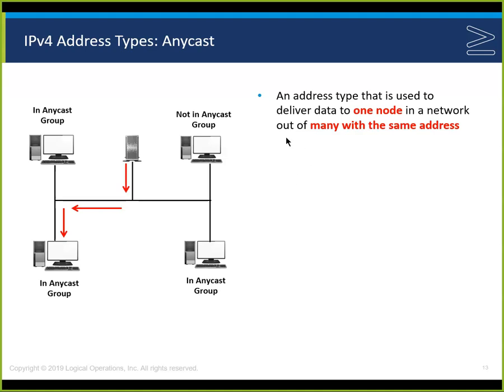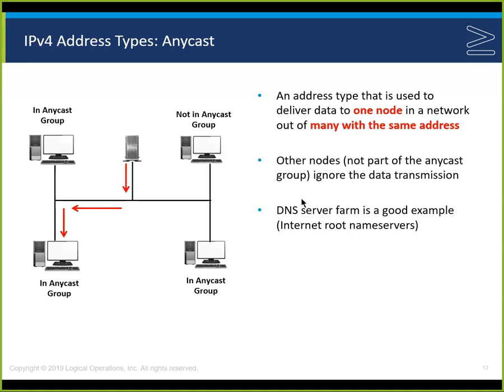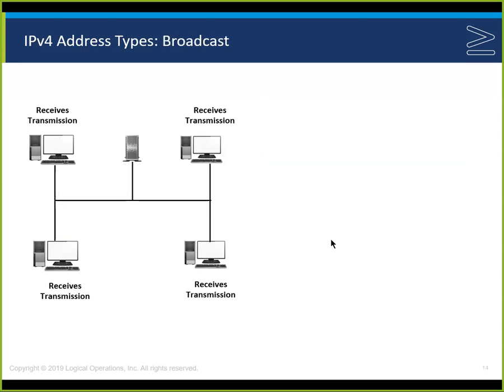The data is delivered to one node in the network out of the many with the same address. The other nodes are not part of the Anycast group. The DNS server farm is a good example of that, the Internet root name servers, and that's what we were looking at when we did that.